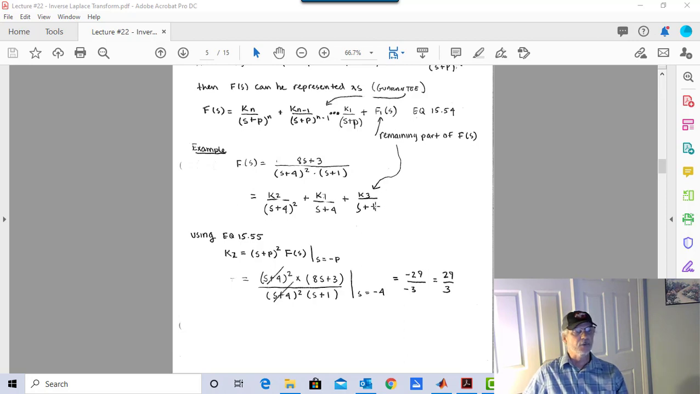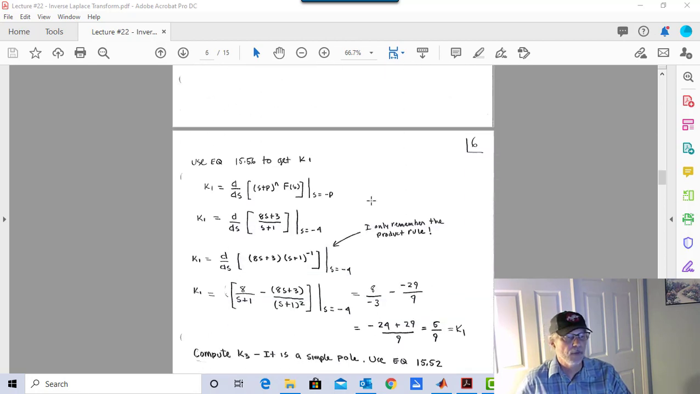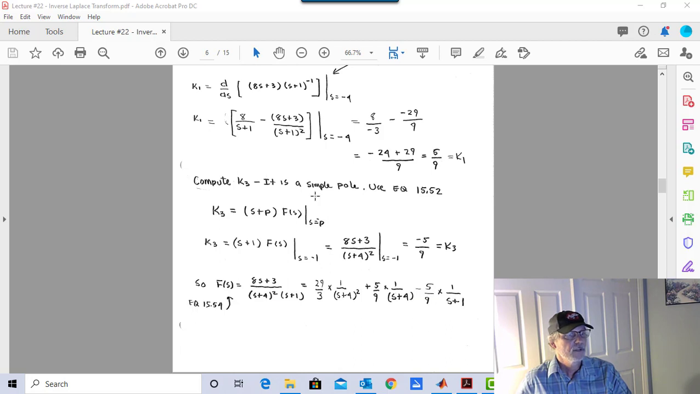So now I've got this pole, I've got this k2, and I've got k1, but now I need to get k3. And I see that k3 is nothing but a simple pole, so I can go back and use the residue method again. So easy. It's just s plus p times f of s evaluated at s equals negative p. Or in other words, s plus 1 times f of s. The s plus 1 is factored out here. And I substitute s equals negative 1. And I get negative 5/9 for k3.